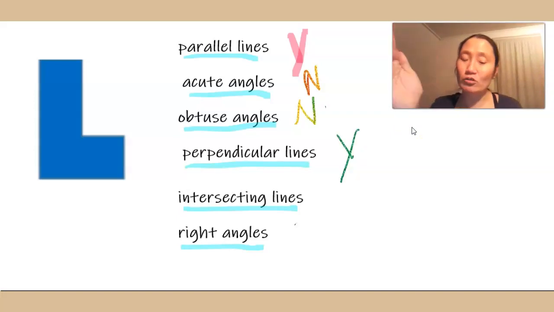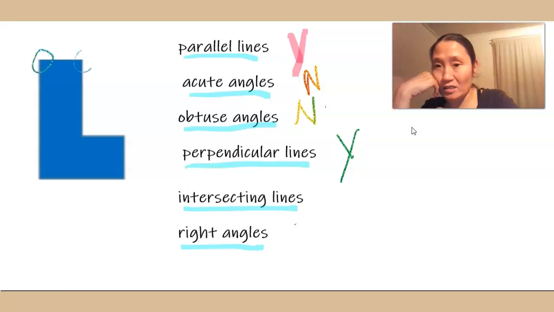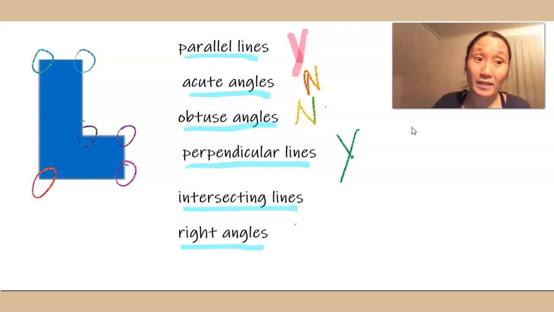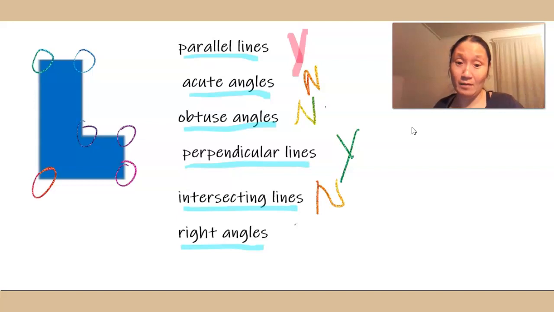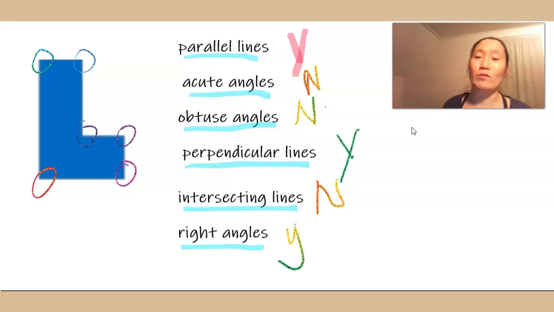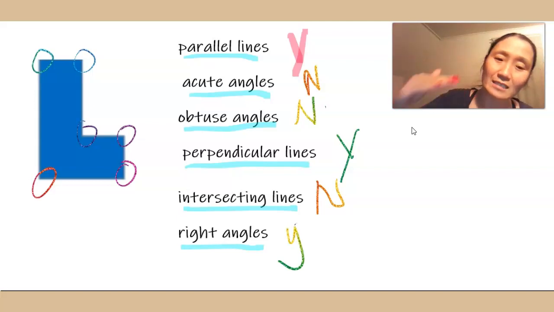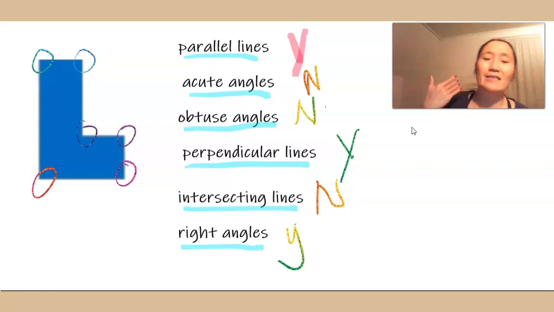Yes. Does it have intersecting lines? No, because this one has all perpendicular lines. These are perpendicular, these are perpendicular, and so on. All of them are perpendicular. This has no intersecting lines. None. And it's made up of all right angles. If it's all perpendicular, it's all right angles. So this one is: yes, parallel lines; no acute angles; no obtuse angles; yes, perpendicular lines; no intersecting lines; and yes, right angles.